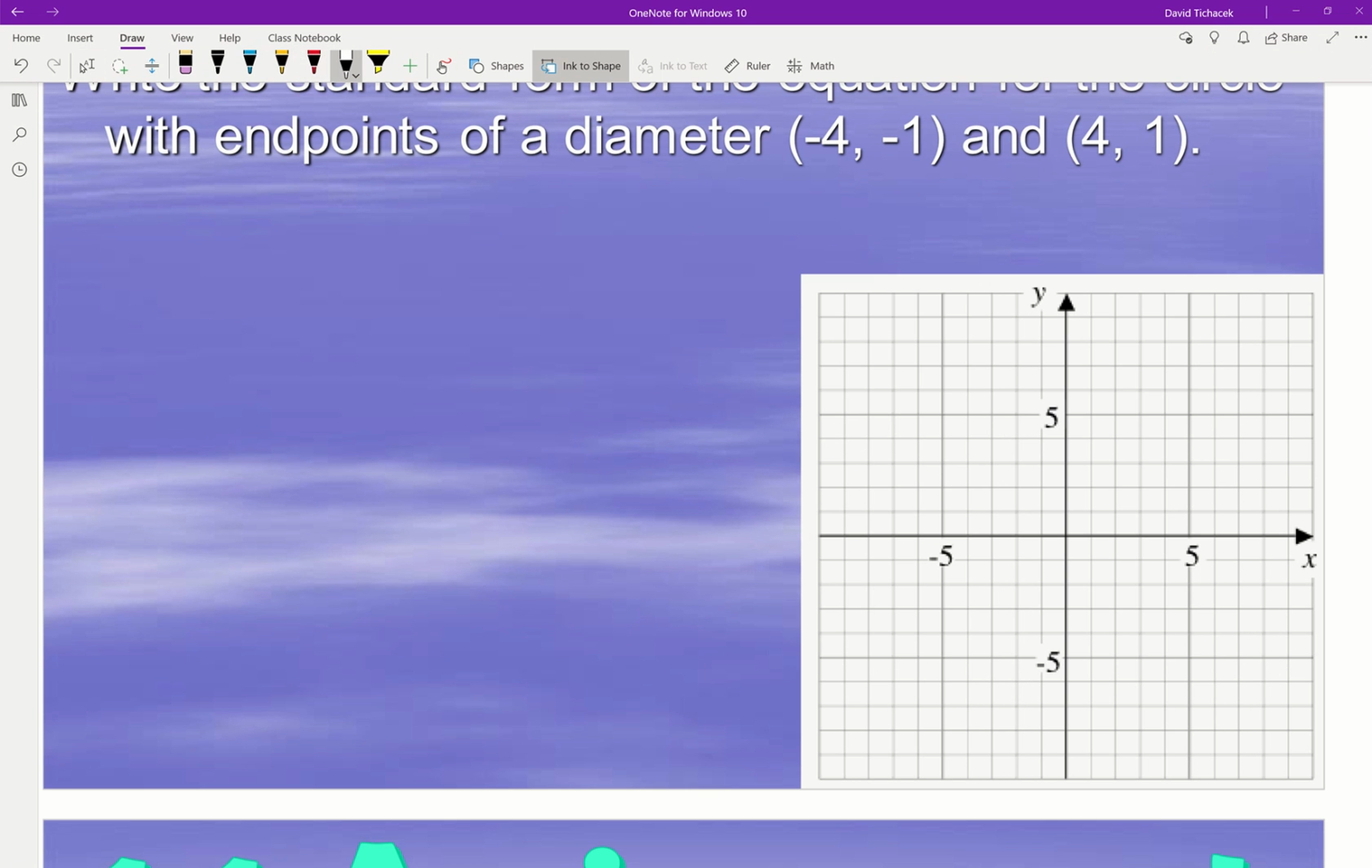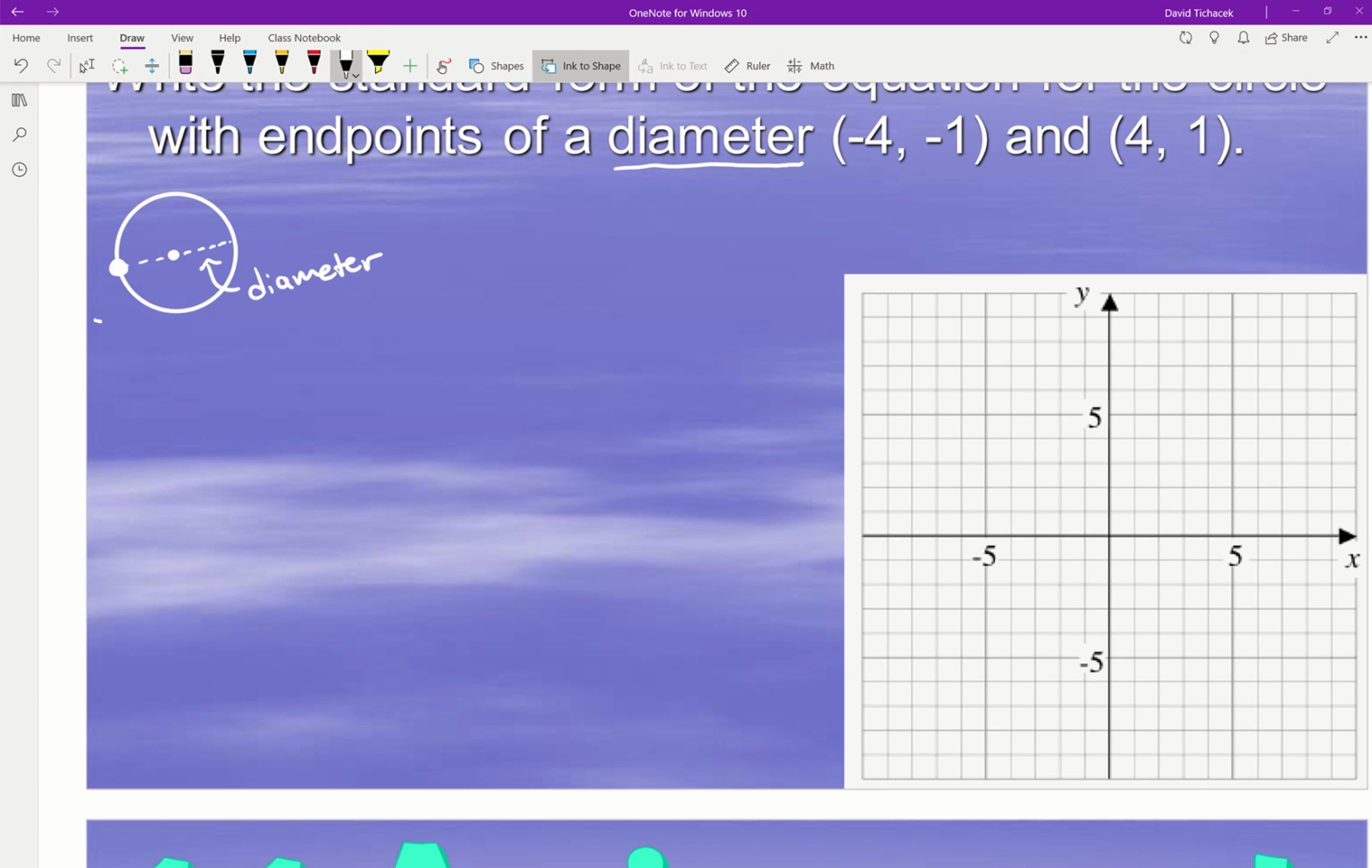Okay, so real quick, a diameter in a circle, if I draw a circle here really quick, okay, the diameter, if here is the center, the diameter is just the total length going across the circle and passing through the center. Okay, that's the diameter there. So make a note of that. That is the diameter of your circle. And apparently our diameter is going to have some endpoints for us. It's going to have one endpoint at -4, -1, and then the other endpoint is going to be at 4, 1.